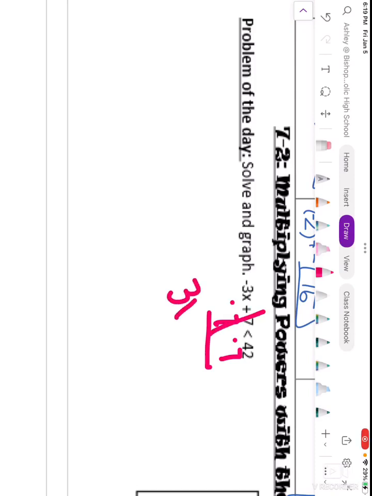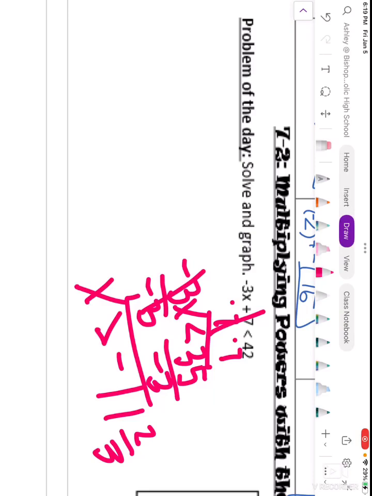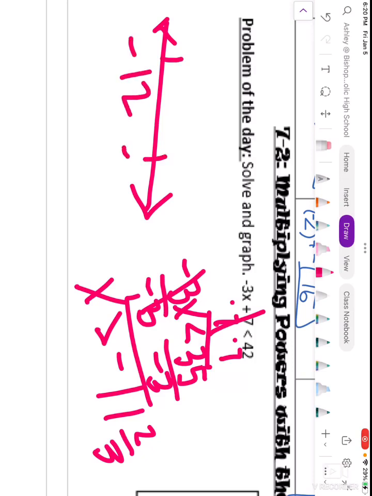So negative 3x is less than 35. Divide by negative 3. When we divide by a negative, we have to flip our sign. So x is greater than... 3 goes into 35, 11 times with 2 left. So x is greater than negative 11 and 2/3. If we plot that on a number line, it's going to be between negative 12 and negative 11. It'll be an open circle going to the right.